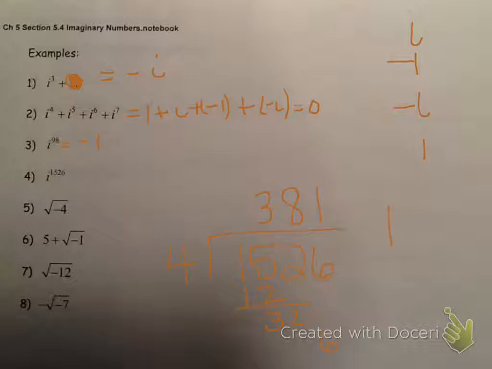You would again get a remainder of 2. So the 381 just means that we'd go through the pattern 381 times, and then we'd go 2 more numbers, 1, 2. So we'd get -1 again.